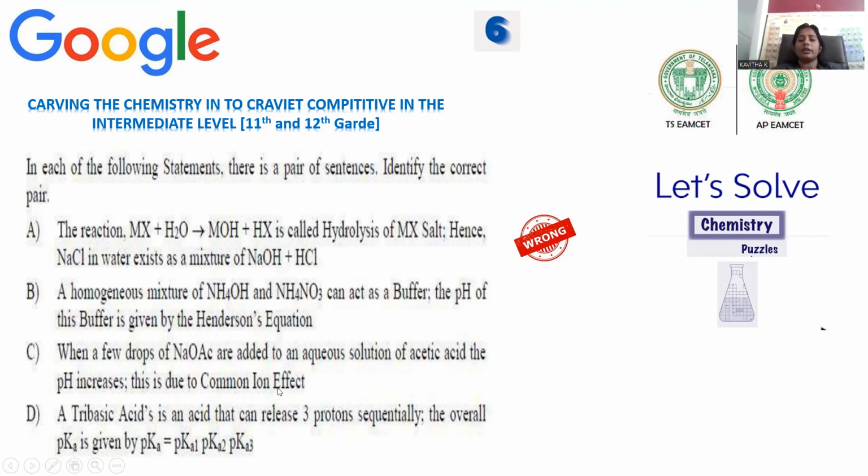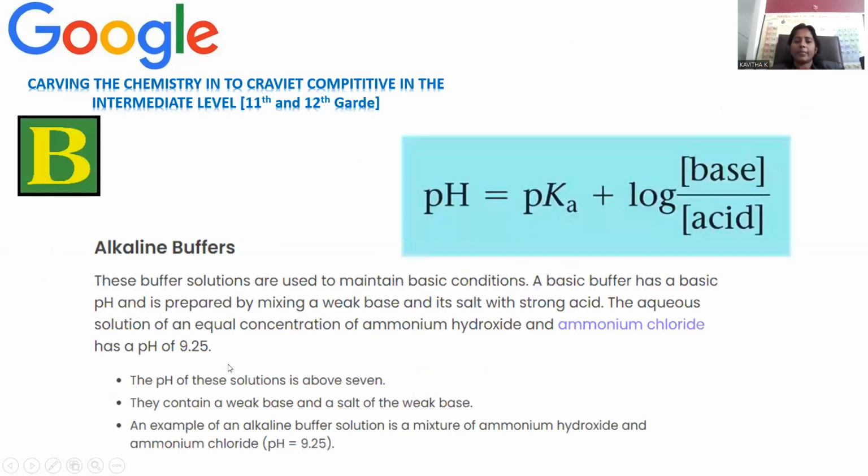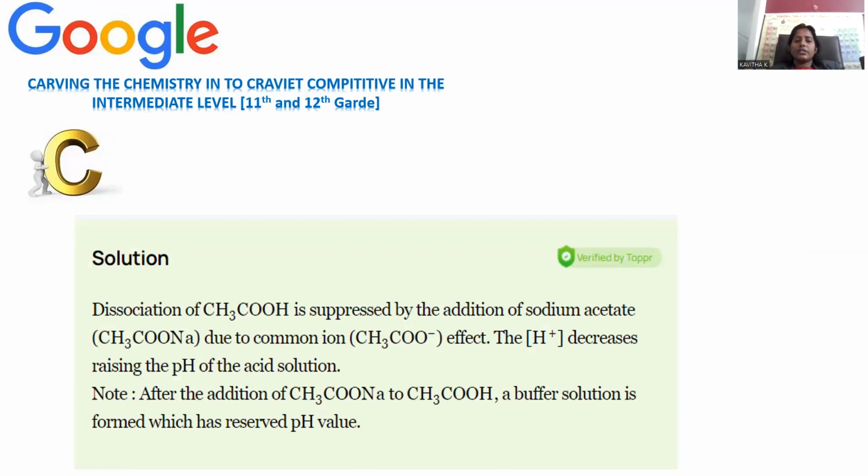This is due to common ion effect. Common ion effect means here sodium acetate having acetate ions. Acetic acid is also having acetate ions. So the ions whichever common in both the compounds are called common ions. When common ions are present, that will suppress the ionization of the compound, called the common ion effect. We will discuss in detail about that one. Okay. Dissociation of acetic acid is suppressed. Suppressed means decreased by the addition of the compound called sodium acetate.